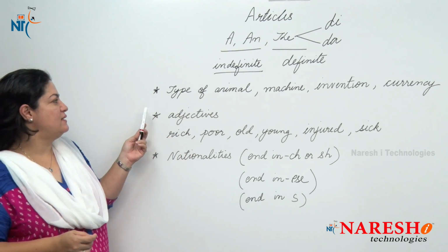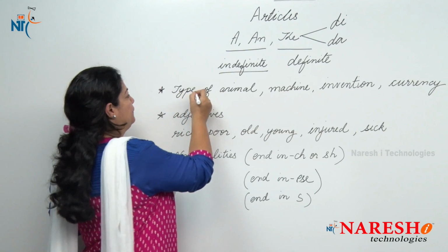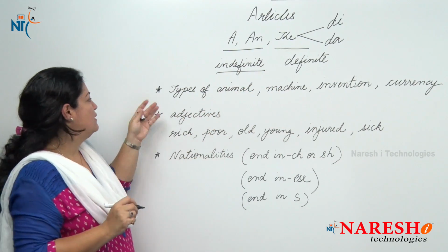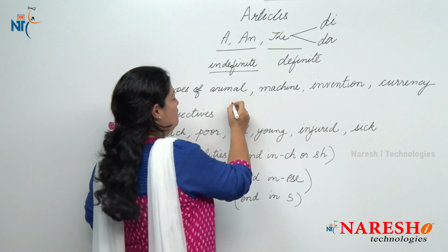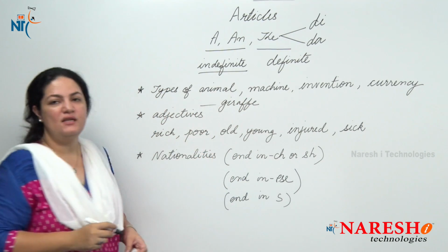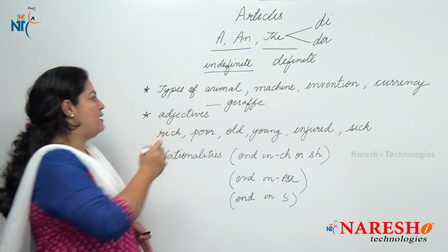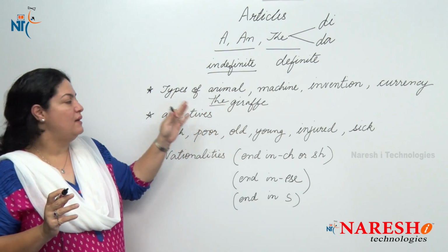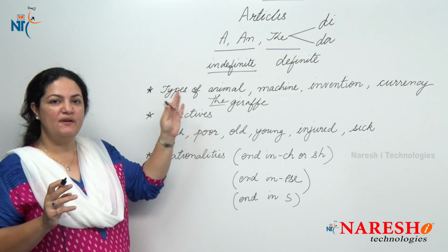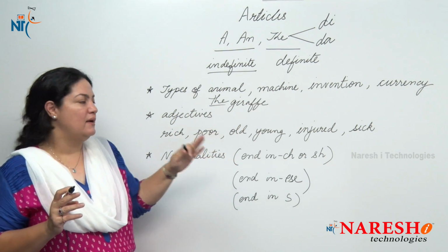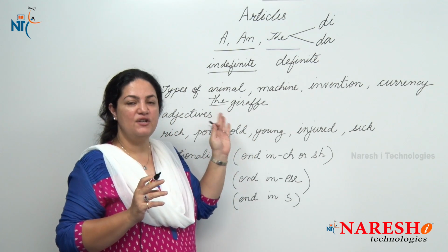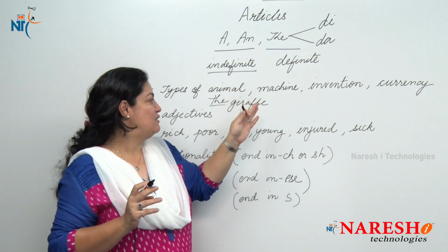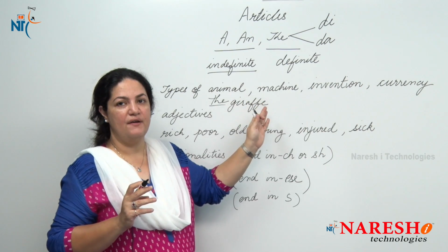Okay. The next on the list is when you're talking about different types of animals, machines, inventions or currencies. So here when you're talking about animals, for example, if I say, now what do I use before giraffe? Now I'll say the giraffe. Now why do I say the giraffe? I'm not talking about a specific giraffe, but I'm talking about giraffe as a specific animal amongst all animals. Now for example, if I say the giraffe is the tallest animal, so that means there are other animals which are tall, but amongst those giraffe is the tallest. So I say the giraffe here.